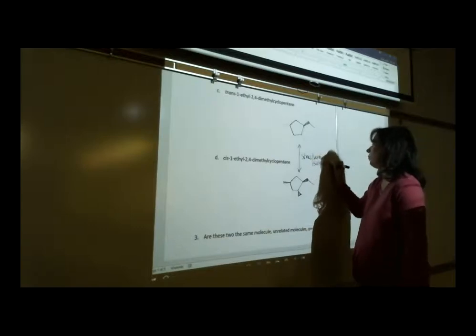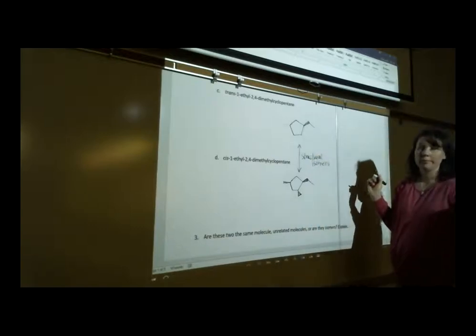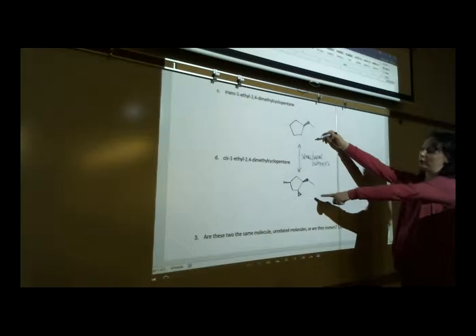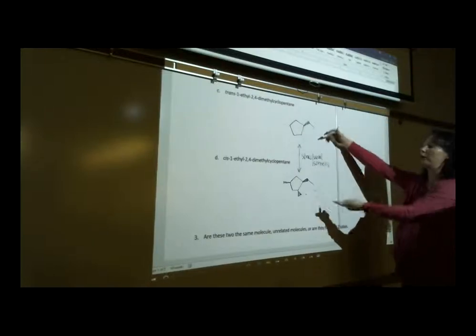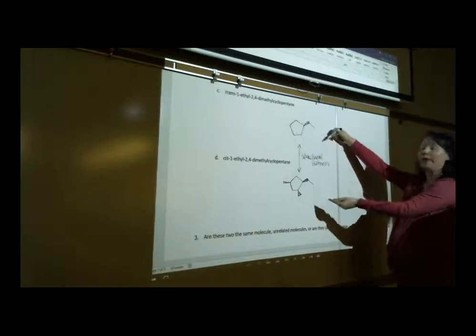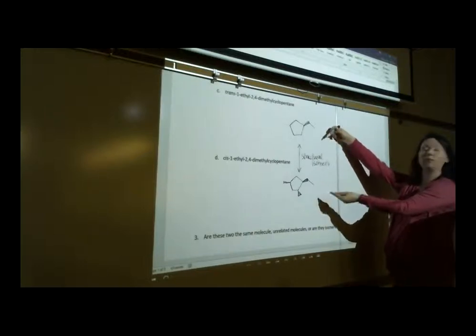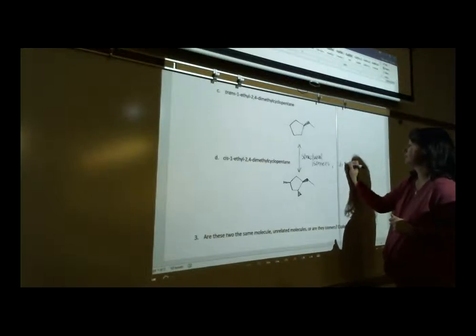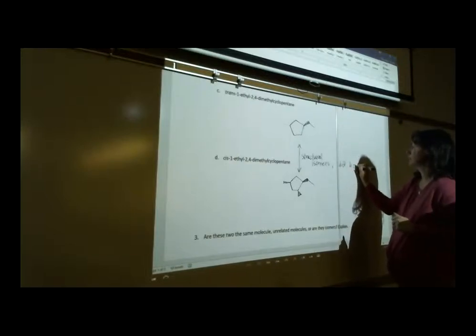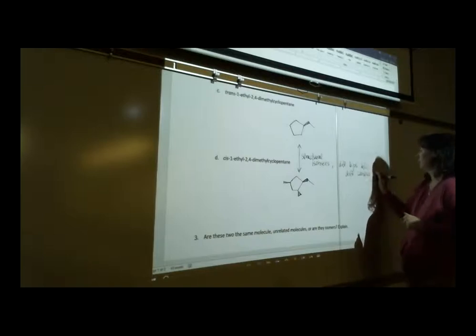Would they have different boiling points? Yes, they would. These are going to have different intermolecular forces. The cis-trans is going to make them stack on top of each other differently. They're both only going to have London forces, but they will have different degrees of London forces. So yes, they will have different boiling points because they have different London forces.